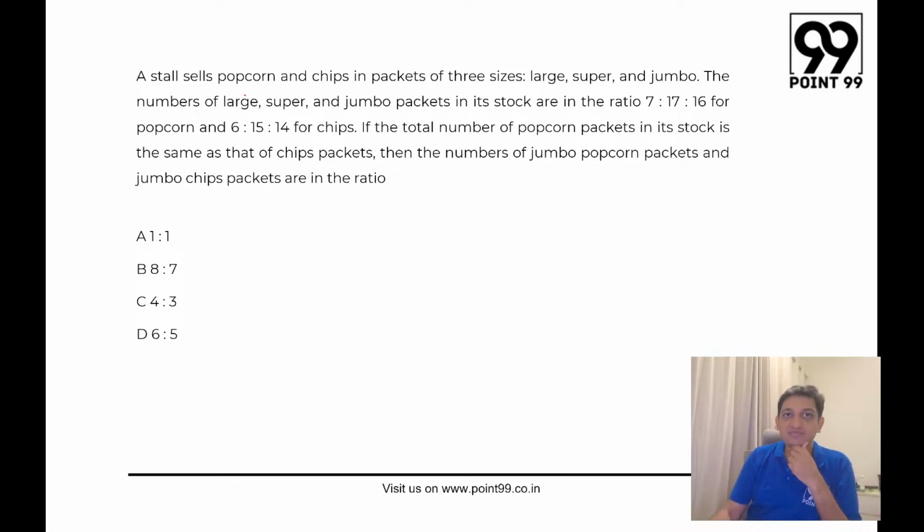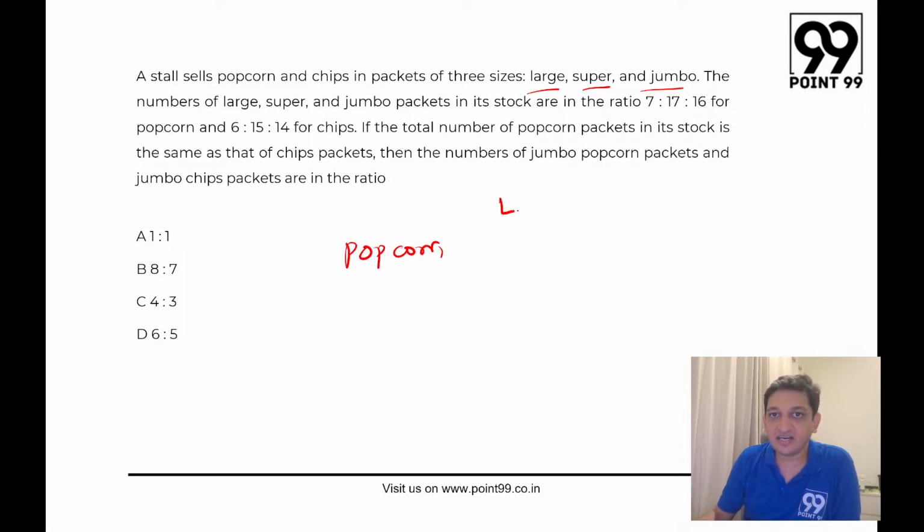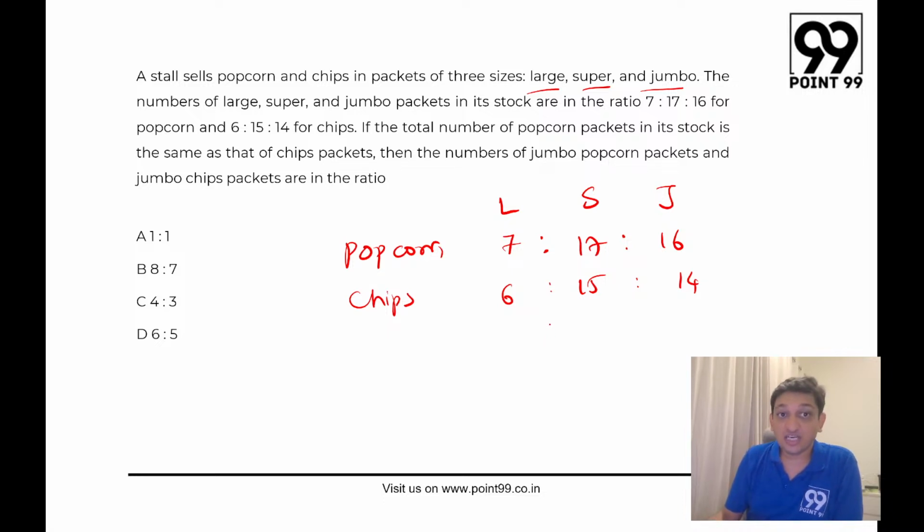ठीक है, तो a stall sells popcorn and chips in packets of 3 sizes, large, super and jumbo. तो 3 sizes हैं, large, super, jumbo. The numbers of large, super and jumbo packets in its stock are in the ratio 7:17:16 for popcorn. तो popcorn यहाँ पे लिख लेते हैं, and we will write large, super and jumbo. तो यहाँ पे 7:17:16 है, and for chips it is 6:15:14. ठीक है, the total number of popcorn packets in its stock, total number of popcorn packets across these three is the same as that of the chips packets.